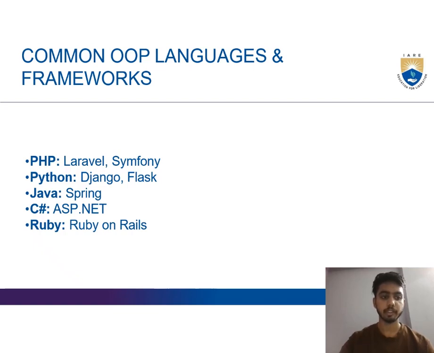Common OOP languages and frameworks. Many popular programming languages and frameworks follow OOP concepts. Some examples are PHP, with frameworks like Laravel and Symfony; Python, with Django and Flask; Java, with Spring Framework; C++; ASP.NET; and Ruby on Rails. All of these frameworks use OOP principles to help developers build robust, scalable, and maintainable web applications.